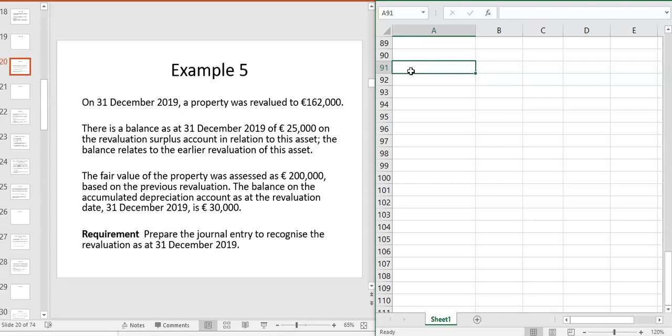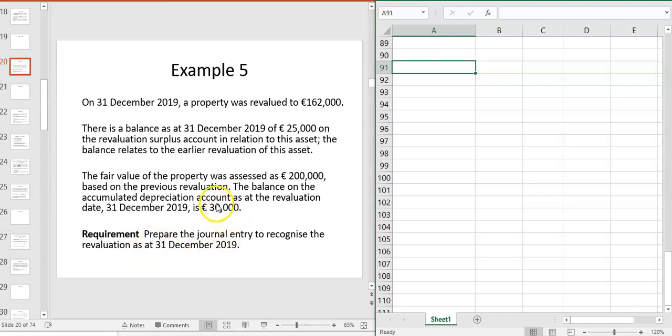So if we look at, for example, the 31st of December 2019, there's a property that was revalued to 162,000. And at that date, there's a revaluation surplus related to this asset of 25,000. So it was previously revalued upwards. The fair value of the property was assessed as 200,000 based on the previous revaluation. The balance on the accumulated depreciation account as at the revaluation date, 31st of December 2019, is 30,000. What we want to know is to prepare the journal entry to recognize the revaluation at that date.